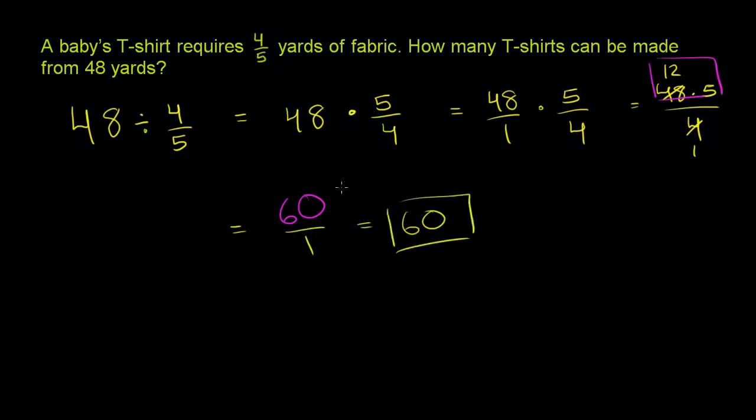So you can actually make 60 children's or babies' t-shirts from 48 yards if each of them uses 4/5 of a yard.